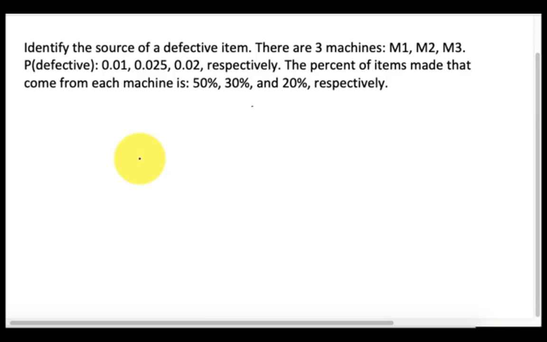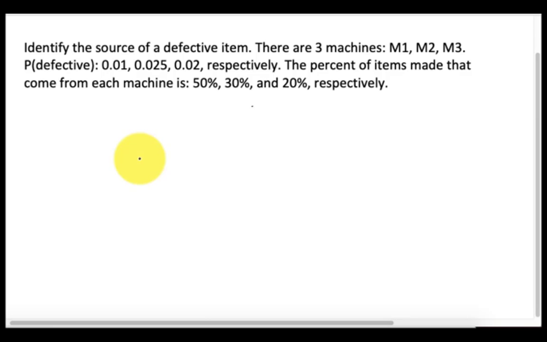Suppose that there are 3 machines, M1, M2, and M3. The probability that the first machine produces a defective item is 1%. The corresponding probabilities for the second and the third machines are 2.5% and 2% respectively. The percentage of items made that come from each machine is 50%, 30%, and 20% respectively. Now, suppose that we select an item and it turns out to be defective. Which machine do you think should be the source of the item?